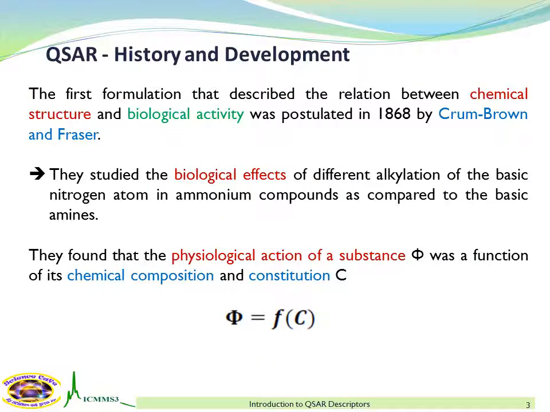The first formulation that describes the relation between the chemical structure and the biological activity was postulated in 1868 by Crum Brown and Fraser, when they studied the biological effect of different alkylation of the basic nitrogen atom in ammonium compounds as compared to the basic amine. They found that the physiological action of the substance was a function of its chemical composition, and this mathematical equation can easily be used to make a molecular descriptor for QSAR.